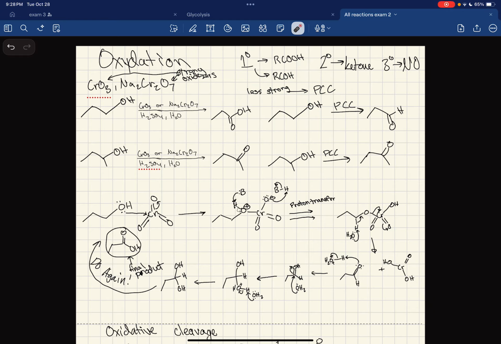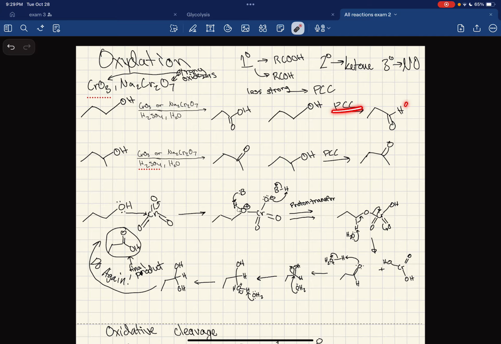The strong oxidizer is going to basically oxidize everything all the way. So with a primary alcohol, it's always going to oxidize all the way to a carboxylic acid, and you're going to want that acid workup in there. With a secondary alcohol, it's going to make a ketone. And with a tertiary alcohol, nothing happens. That's universal for the strong oxidizers as well as the weak oxidizers, because you'd have to break a carbon-carbon bond to oxidize it.